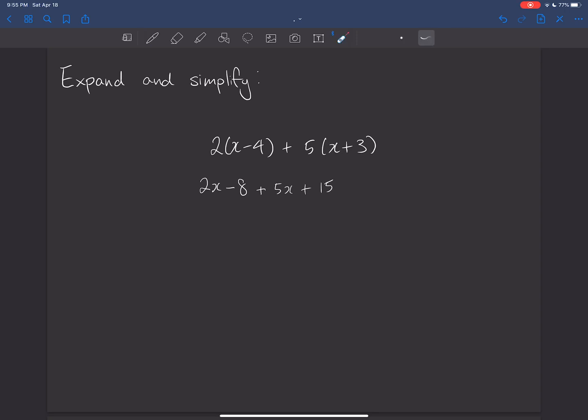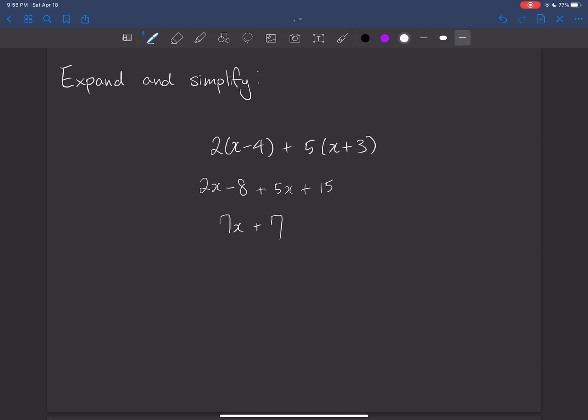And then I group the like terms together. I have a 2x and a 5x, so together they become 7x. And -8 plus 15. So 15 minus 8 is 7. Plus 7.